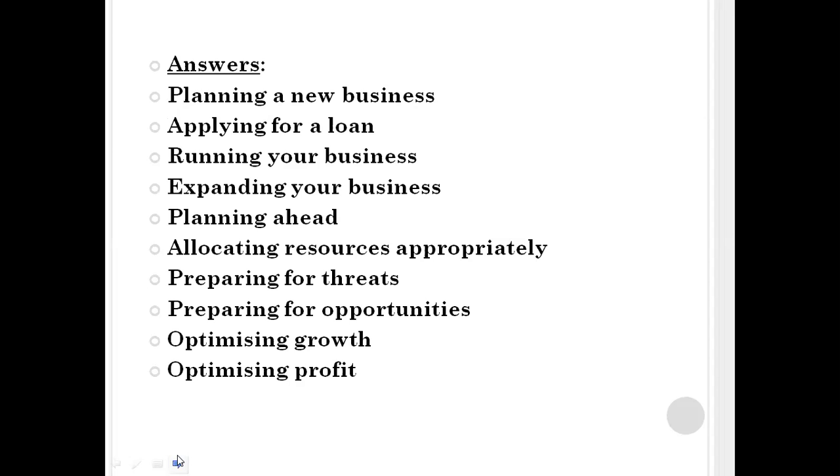So the 10 functions of a business plan: you need to plan for a new business, you need to apply for a loan, you need to run your business, you want to expand your business, planning ahead, allocating resources appropriately, preparing for threats, preparing for opportunities, optimizing growth, and optimizing profit.